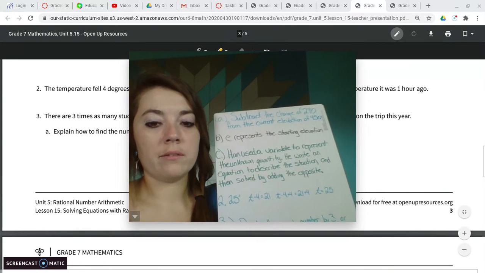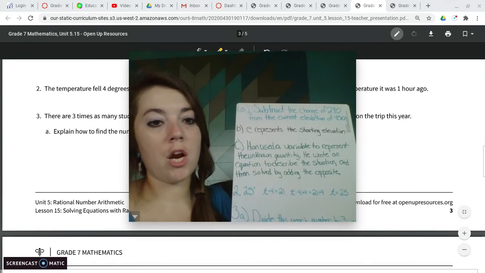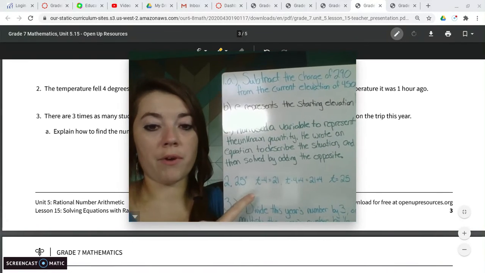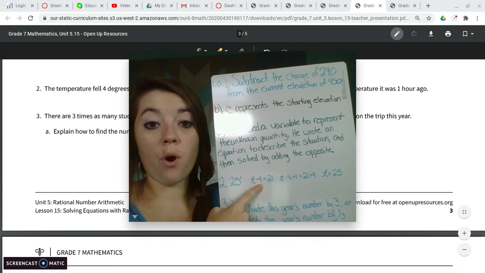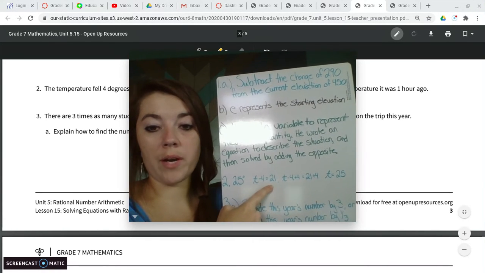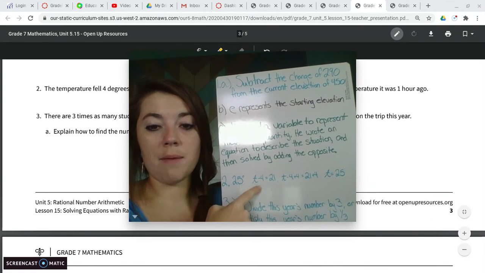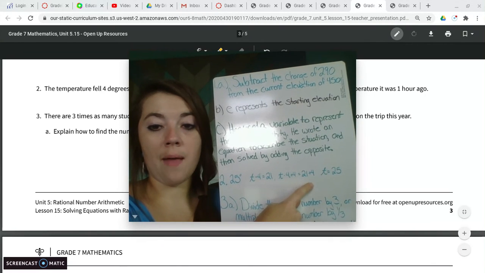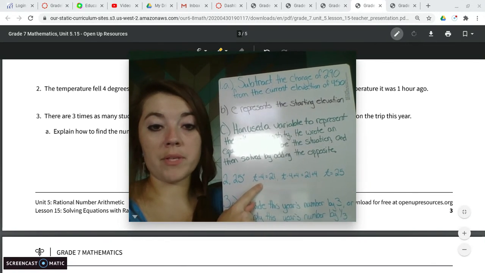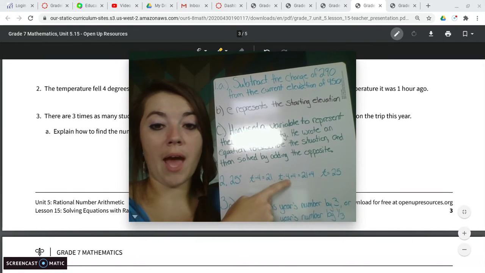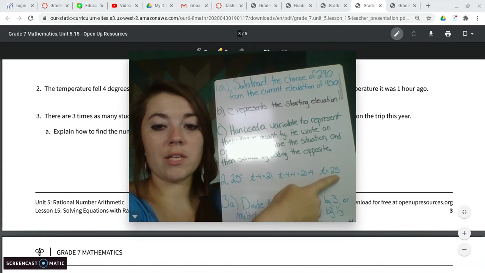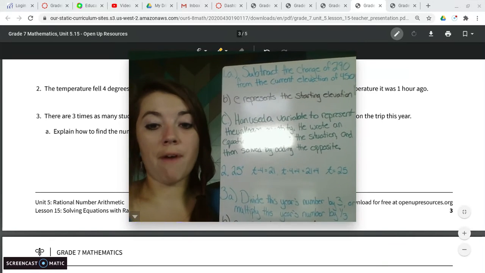Our equation tells us that the temperature fell 4 degrees in the last hour. So we had some temperature that we started off with, T. We subtract 4 because it fell that much, and now it's 21 degrees. So T minus 4 equals 21. To solve for it, we would add the opposite to both sides. So the opposite of subtracting 4 is adding 4. So we add 4 to both sides. So the 4's cancel out. So we're left with T equals 21 plus 4, which is 25. So it started out at 25 degrees.